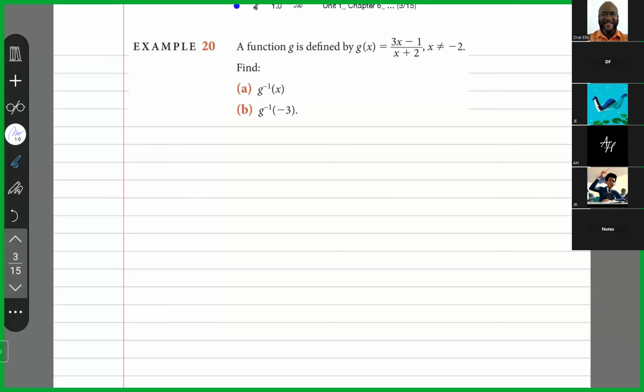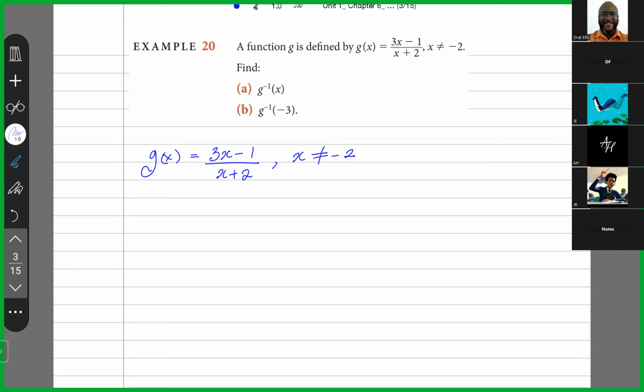All right, example 20 says a function g is defined by g of x is equal to 3x minus 1 over x plus 2, and x cannot be equal to minus 2. So x equal to minus 2 is a value of x for which g of x would be undefined. Therefore, x equal to minus 2 is a value of x that cannot be in the domain of g.